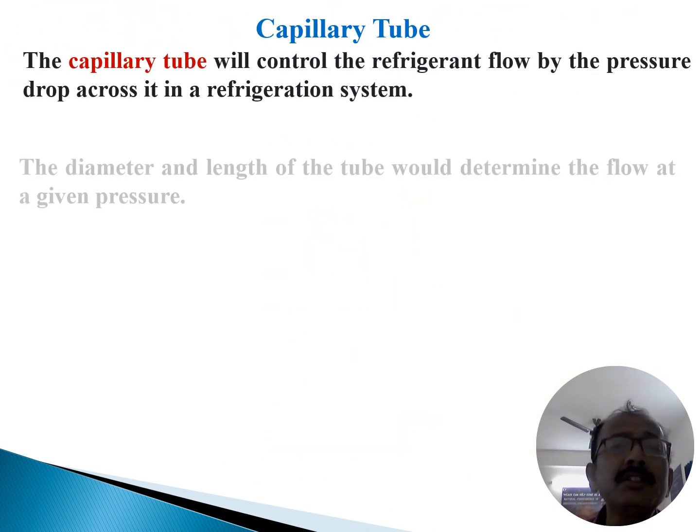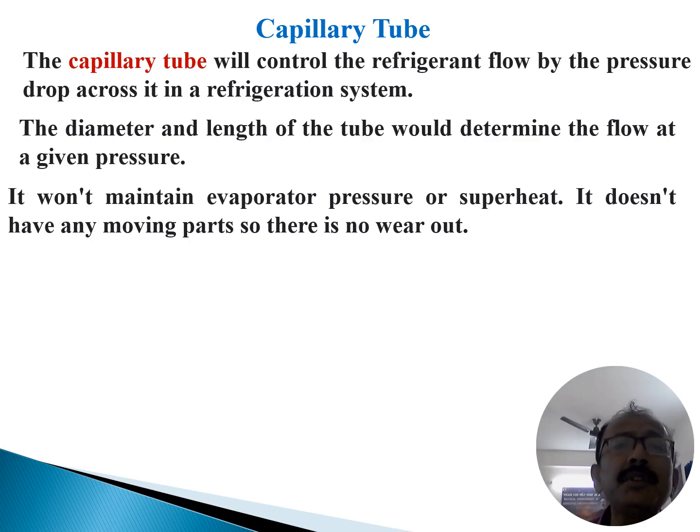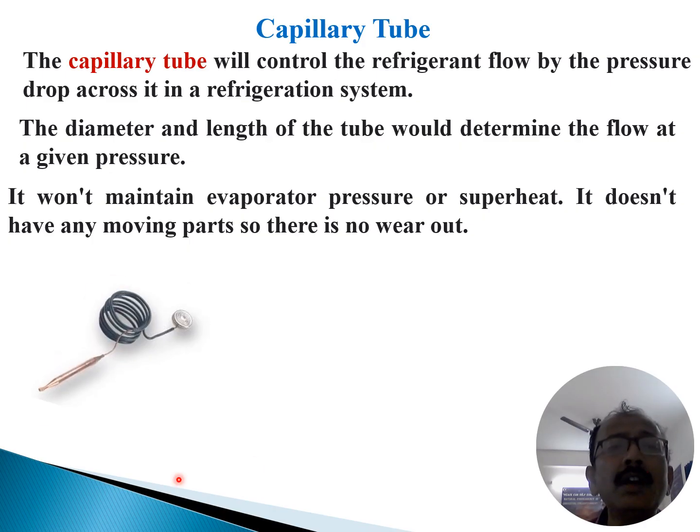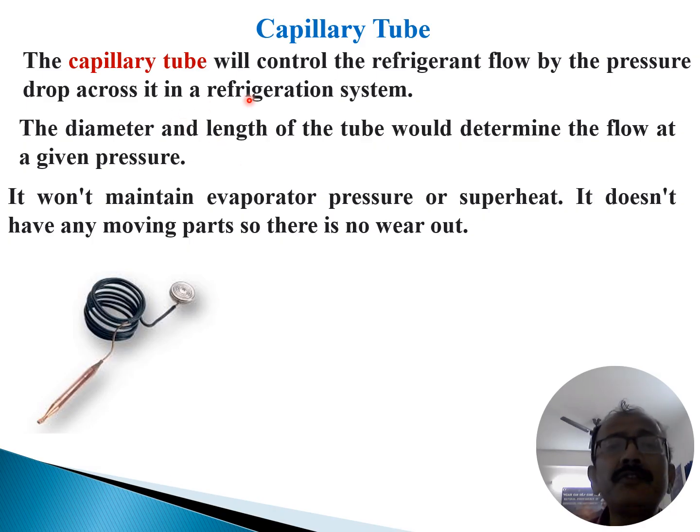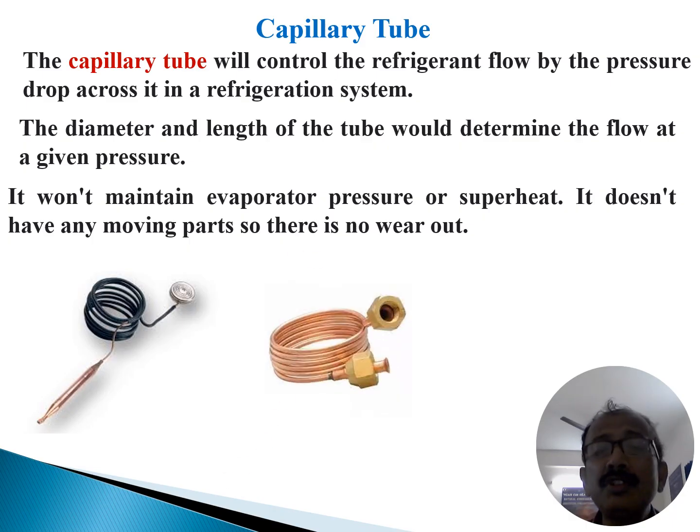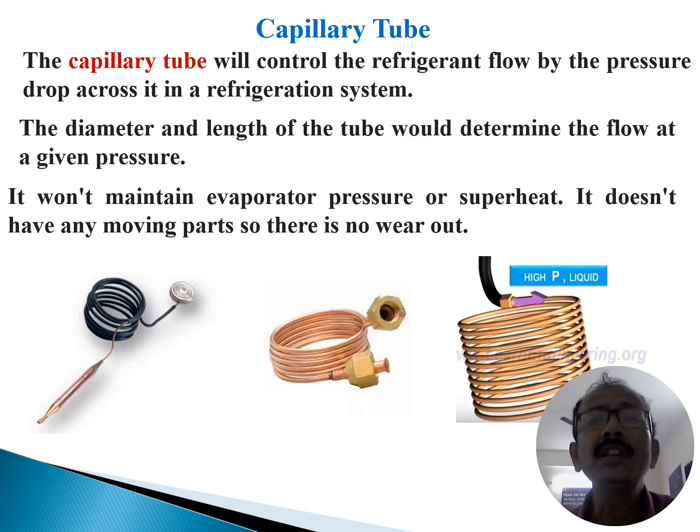Now, the capillary tube. The function of the capillary tube is the same. The capillary tube controls the refrigerant flow by pressure drop across it in a refrigerant system. The diameter and length of the tube determine the flow at a given pressure. It maintains the evaporator pressure or the superheat. It does not have any moving parts, so there is no wear and tear. This is the picture of the capillary tube.